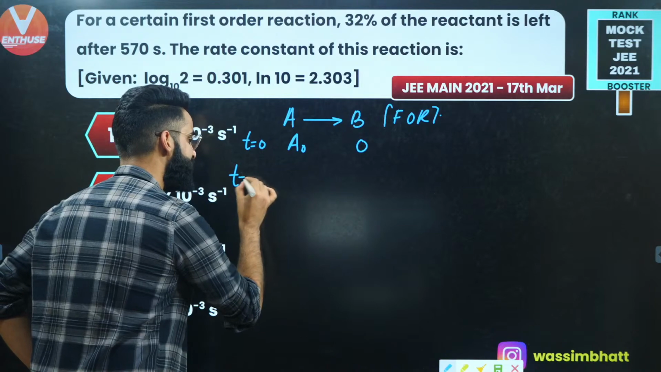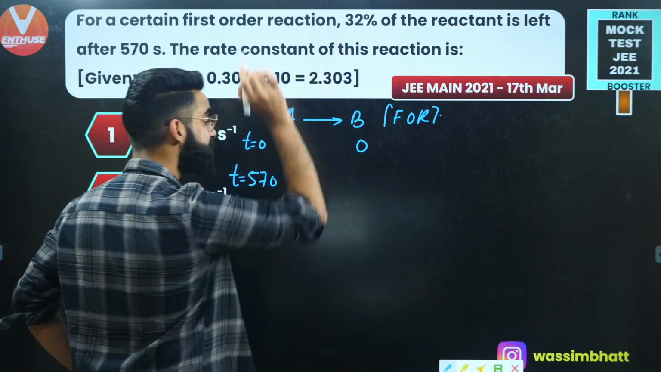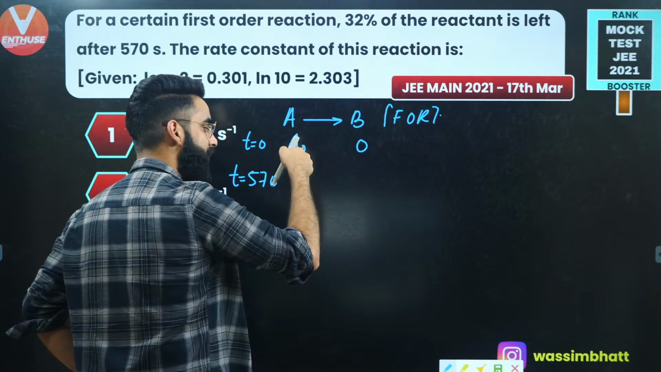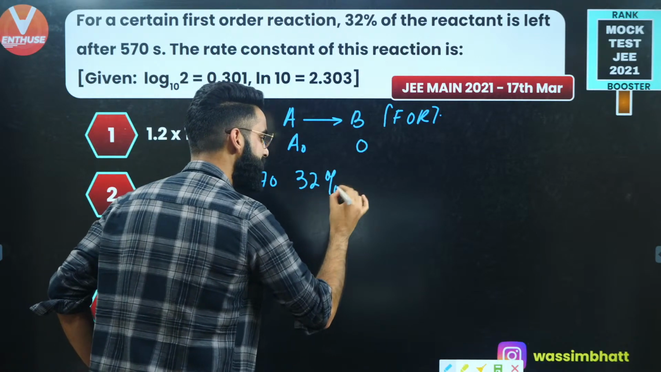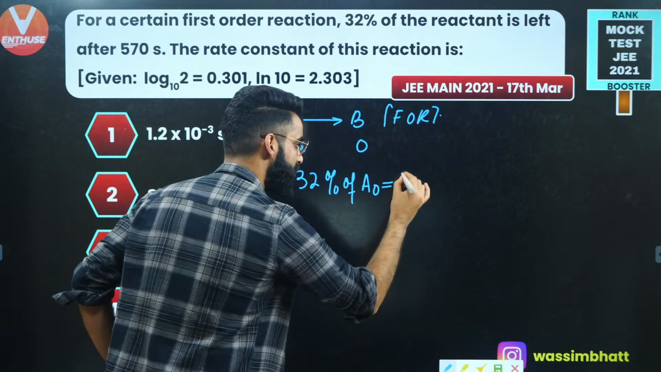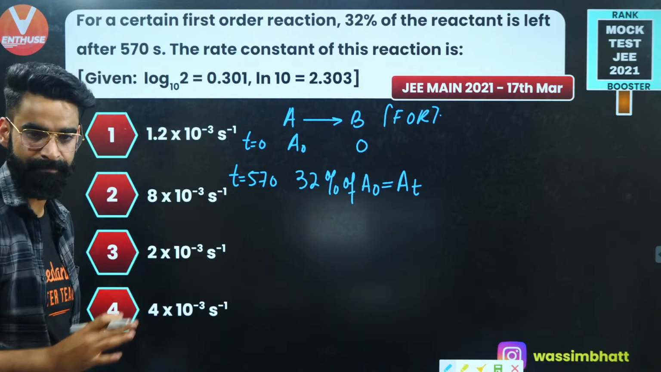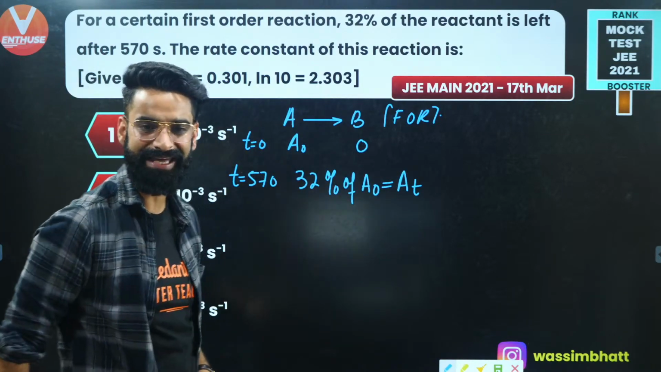So after 570 seconds, 32% of the reactant is left. Initially, the concentration of reactant was A0. After 570 seconds, 32% of the initial concentration of reactant will be left. So 32% of A0 is still left in the container after 570 seconds, and the concentration of reactant left in the container is represented by AT.